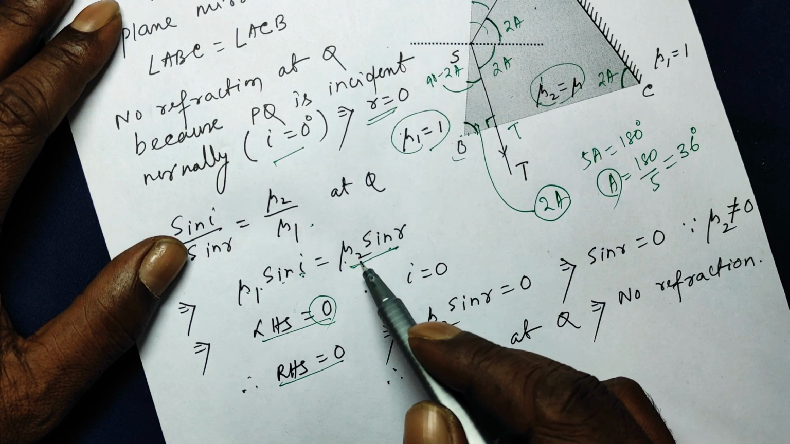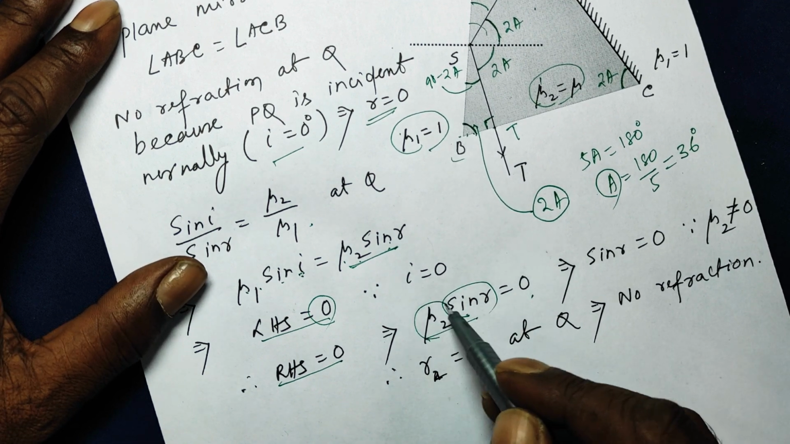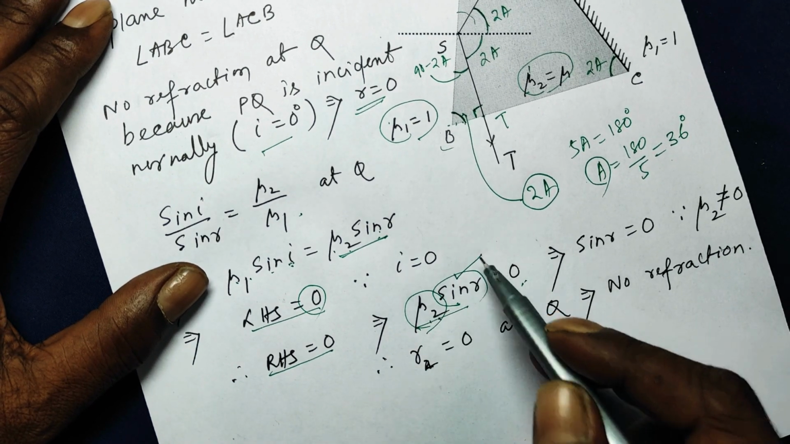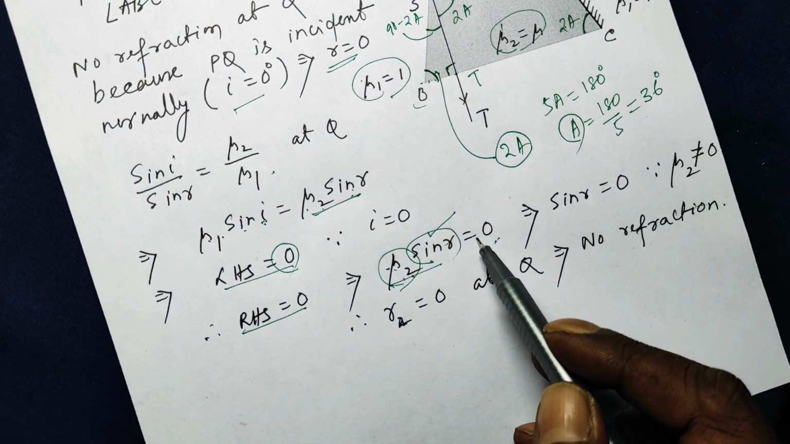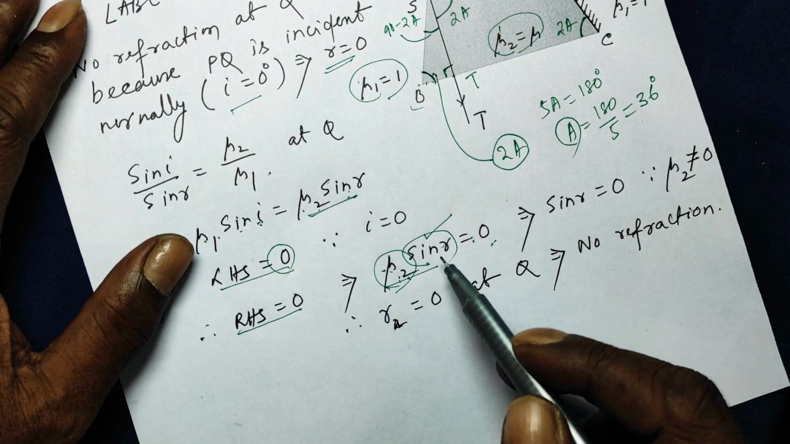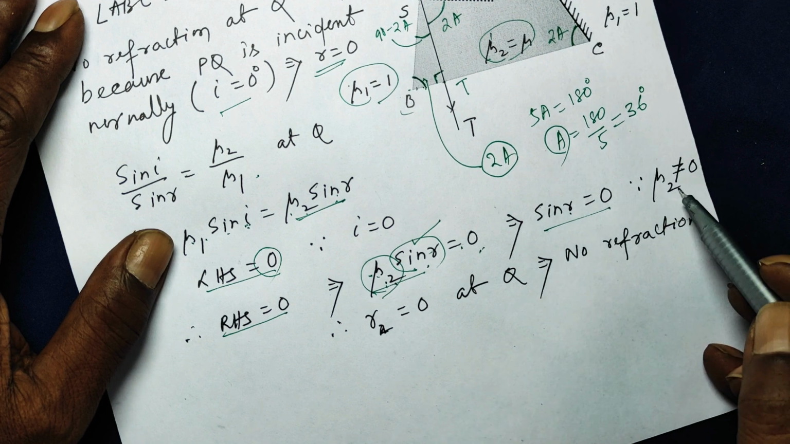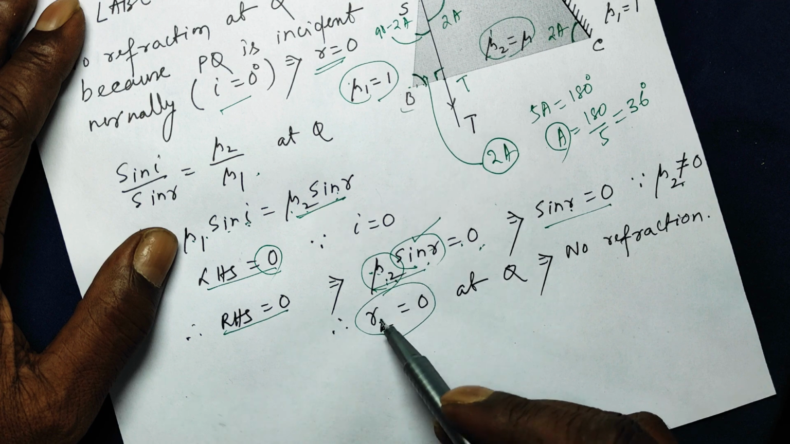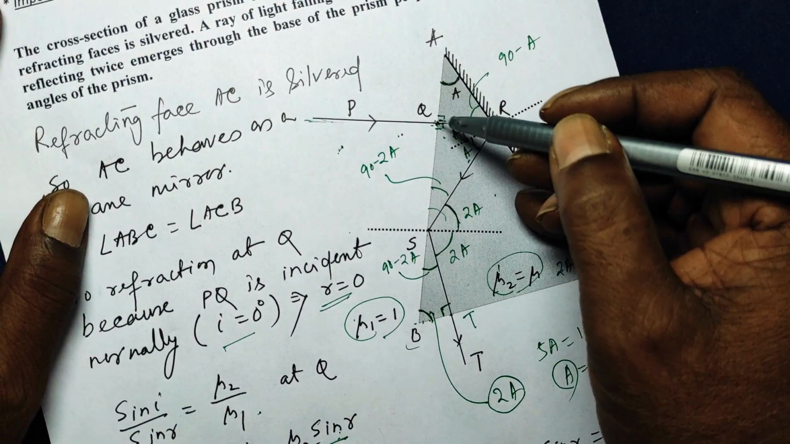That is, the product of mu 2 and sine r has to be 0. Sine r multiplied by mu 2 is 0. But mu 2 is not 0. So sine r has to be 0, because when a product is 0, one of the terms should be 0. And mu 2 is not 0, therefore sine r is 0. Sine r is 0 implies r is equal to 0. So R is equal to 0 at Q, which means there is no refraction here.